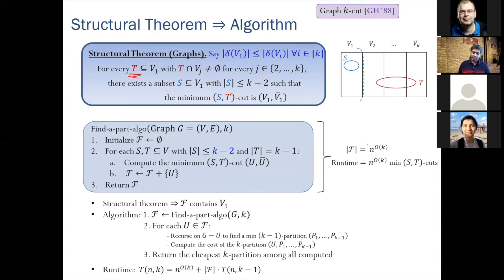Now substitute the size of the family n to the order k and solve this recursion. You see that the runtime is n to the order k squared.